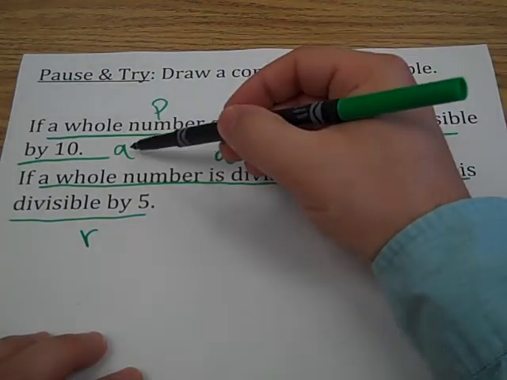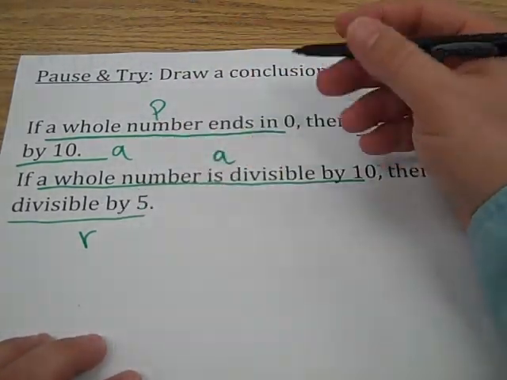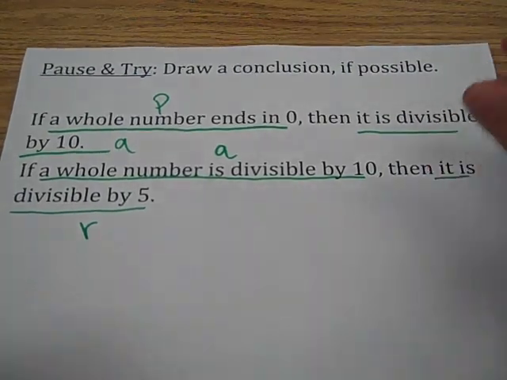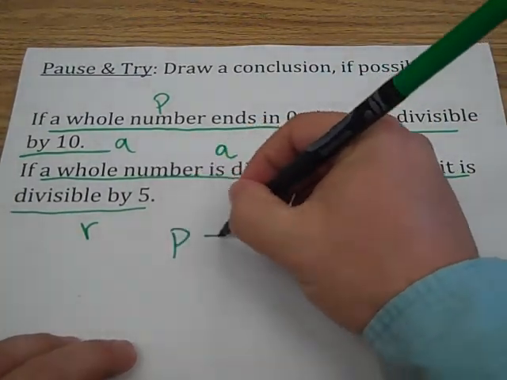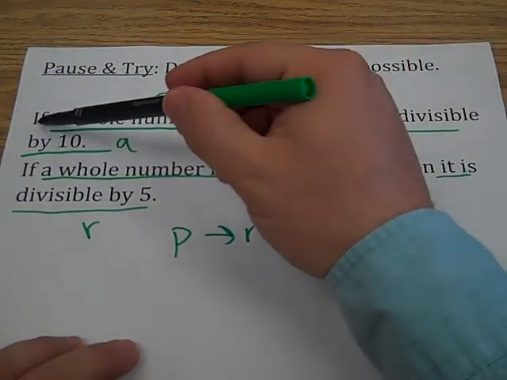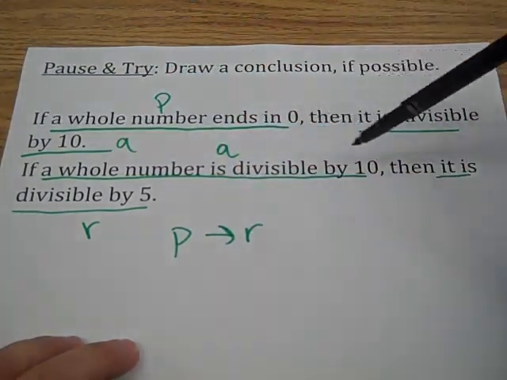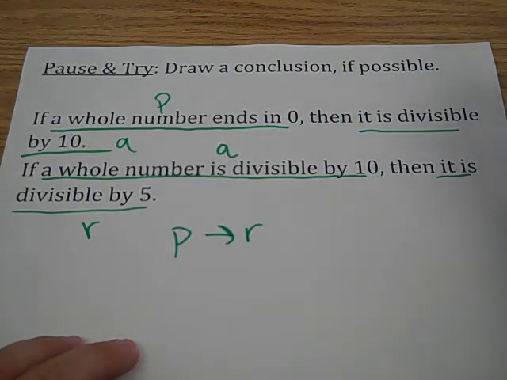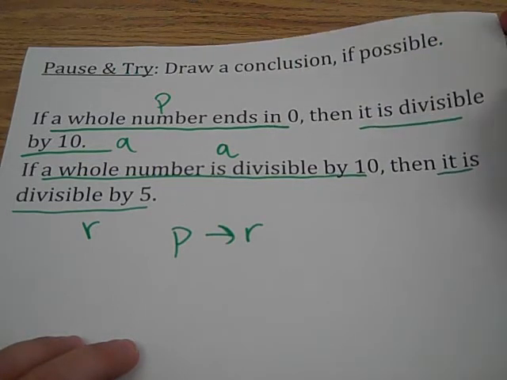So we have if P then Q, if Q then R. That's the law of syllogism. So we can conclude if P then R, which is if a whole number ends in 0, then it is divisible by 5. Again, if a whole number ends in 0, then it is divisible by 5.